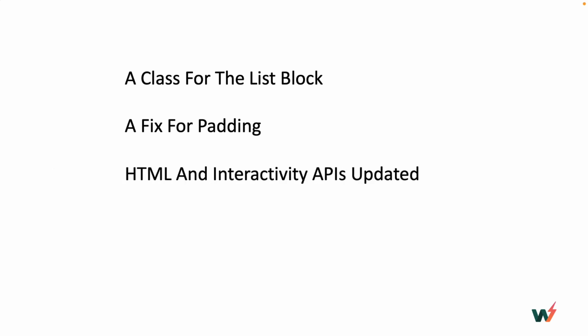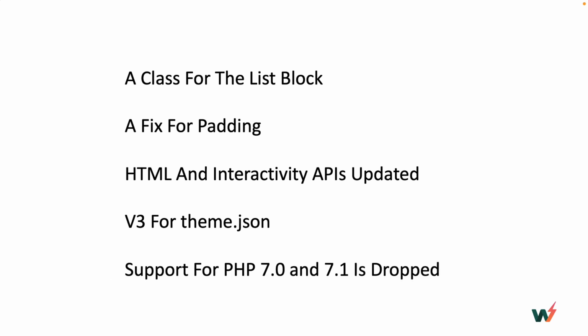The HTML and interactivity APIs have been updated. The theme.json file now has a 3rd version, and WordPress 6.6 drops support for PHP 7.0 and 7.1.